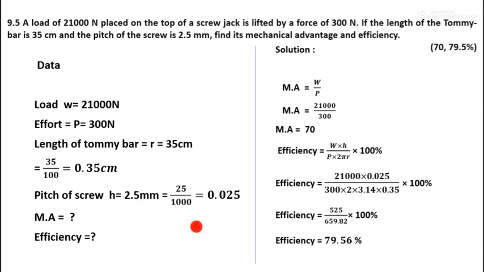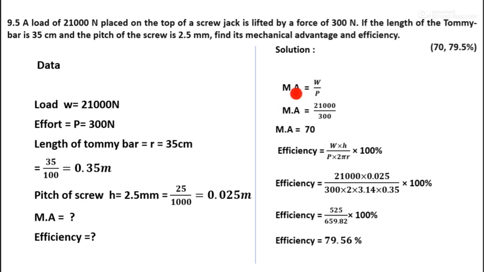Now first of all we will write the given data. Load W is equal to 21,000 Newton, effort is equal to 300 Newton, length of Tommy bar is equal to 35 cm. Now centimeter is converted into meter, we will divide 35 by 100, which is equal to 0.35, now it's in meter. Now mechanical advantage and efficiency we will find.